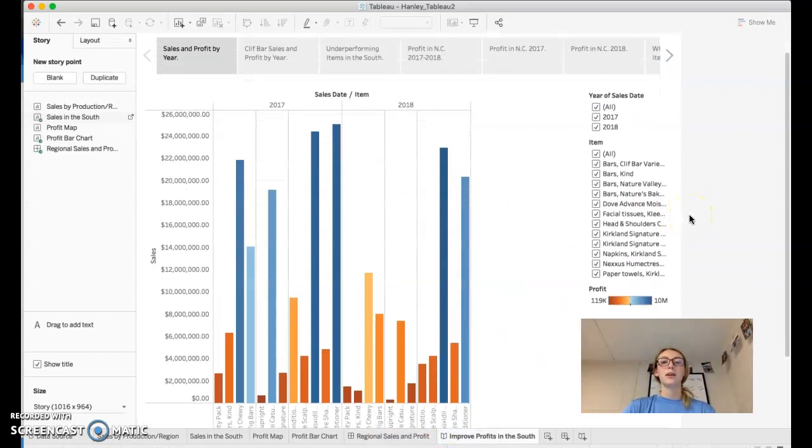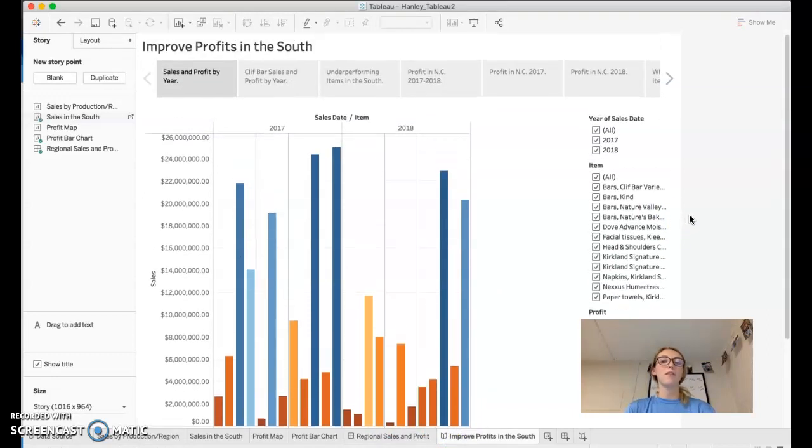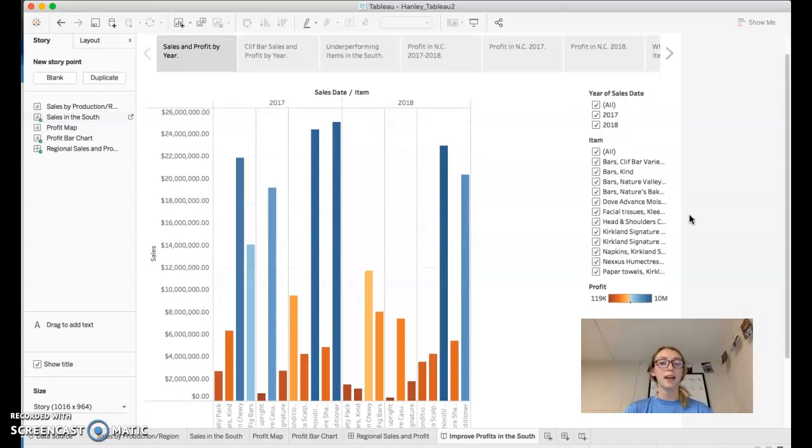Finally is my story. My story is entitled Improved Profits in the South. I chose this to follow along with my chronological breakdown of the southern region instead of all the regions provided to us in the file. The southern states are the most inhabited part of the United States, and I felt it gave the best explanations as to how the items are doing around the nation. It starts off with sales and profit by year, which includes both years side by side again and every item underneath it in that region.